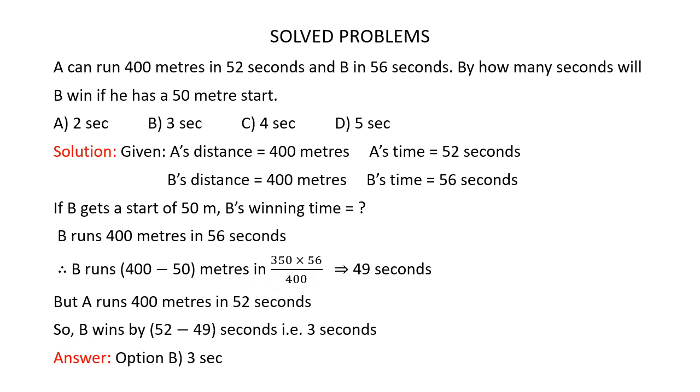Now it's given that A runs 400 meters in 52 seconds to reach the winning post. So clearly here B takes less time to reach the winning post as compared to A. So B wins by 52 minus 49 seconds, which is 3 seconds. So B wins by 3 seconds. So the correct answer is option B, 3 seconds.